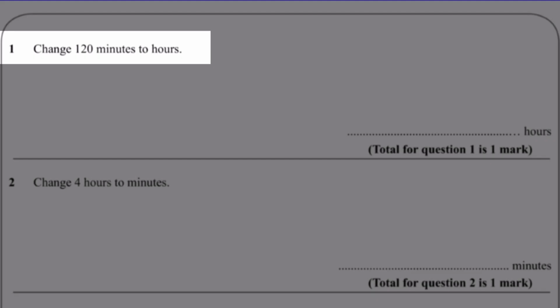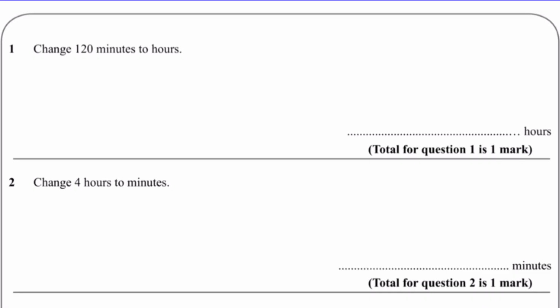Question 1. First thing, read the question. Change 120 minutes to hours. So we write this as 60 minutes equals 1 hour. We times the 60 by 2 to get 120 minutes. And whatever we do to one side of the equal sign, we do to the other.